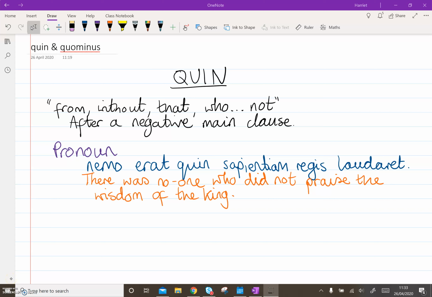Okay, guys, so this is quin and quominus. They're pretty weird words, and the reason that they're tricky is that they don't really have their own version in English. So whenever we spot them in Latin, the best rule to follow is what's going to make sense here. But there are a few pointers that I'll just show you now that will make things a little bit clearer. So make sure you're writing these down in your notes.